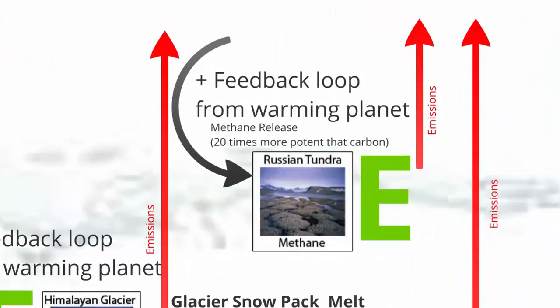Zooming in here to the Russian tundra, we can start to talk about emissions going into the atmosphere, but also a feedback loop. As emissions get into the atmosphere, temperature warms, and as temperature warms, it feeds back into the natural environment, and places like the Russian tundra in Siberia begin to melt.